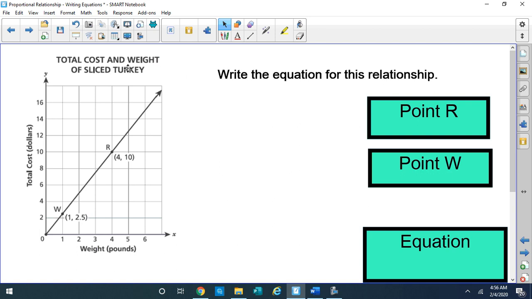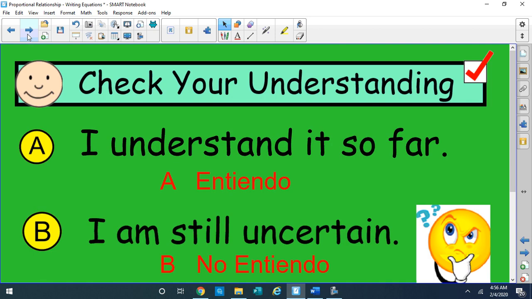The total cost of the turkey slices and weight are related to each other. So see if you can do this one. Write your equation. Remember, find that constant of proportionality. So hopefully it'll be easy. Check your understanding. Hopefully it's going good so far. If not, write down your questions and bring them in when we watch the video if you have to.